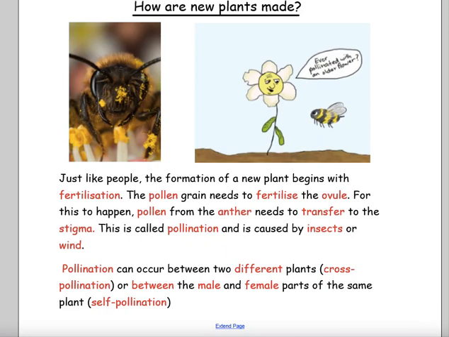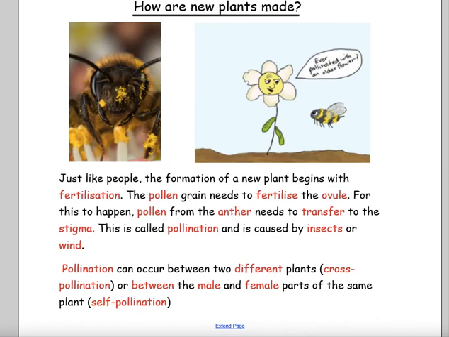So how are new plants made? Okay, so just like people, the formation of a new plant begins with fertilisation. So fertilisation occurs when a male and female sex cell meet and their nucleus joins. So the pollen grain, which is the male sex cell in a flower, needs to fertilise the ovule, which is the female sex cell in a flower. For this to happen, the pollen from the anther needs to transfer to the stigma. And when that happens, it is called pollination, and it can happen either by insects or by the wind.